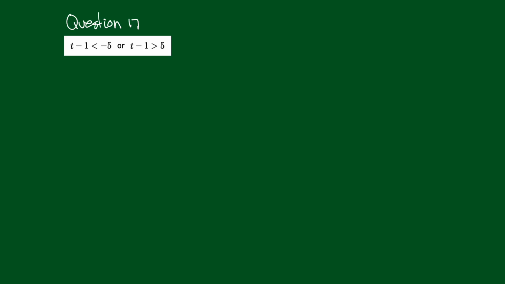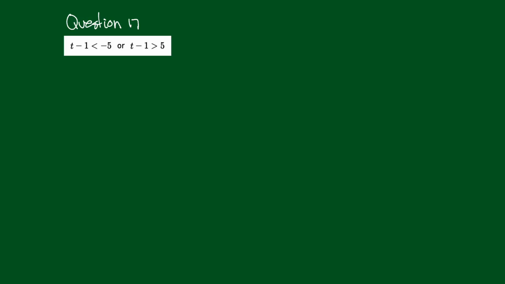So what I'm looking for now are all the values of t that when I subtract 1, I get a number less than -5, or a number greater than 5. So imagine some number t, if you subtract 1, what values of t will give you numbers less than -5 or greater than 5? So let's just proceed as we normally would.